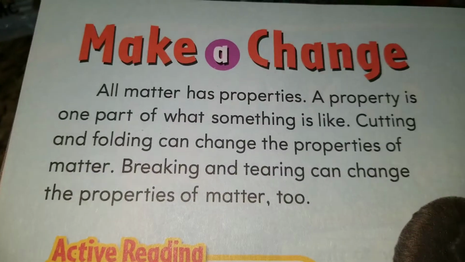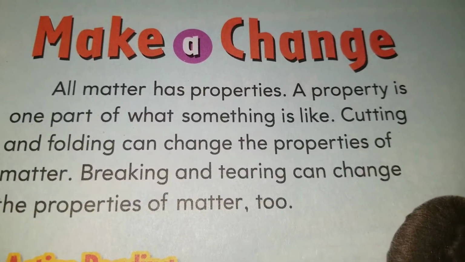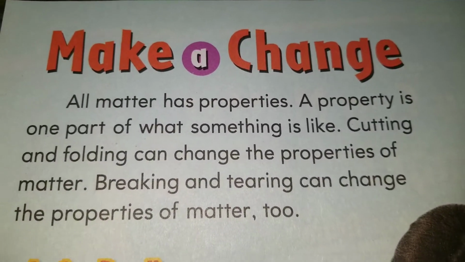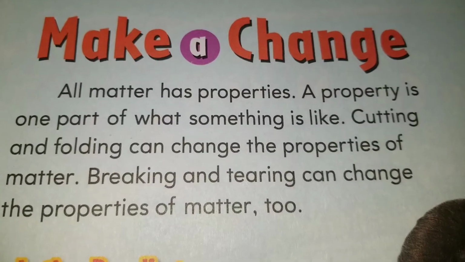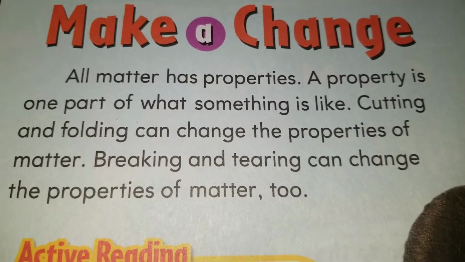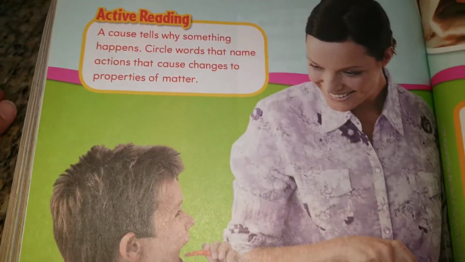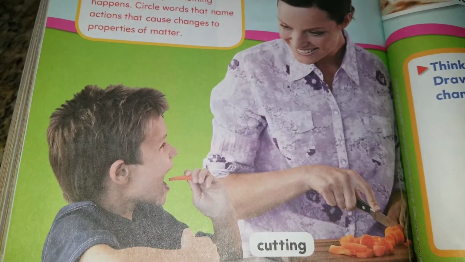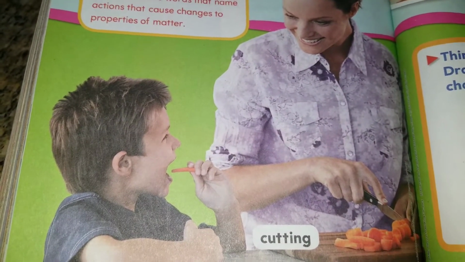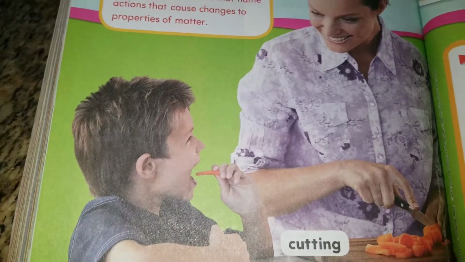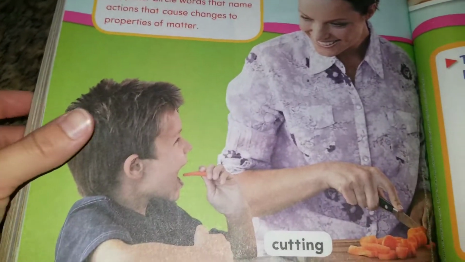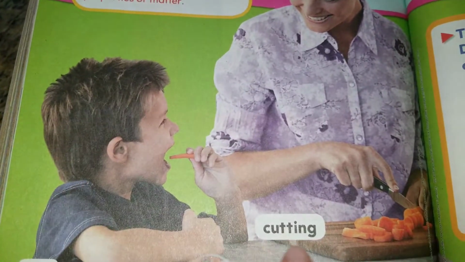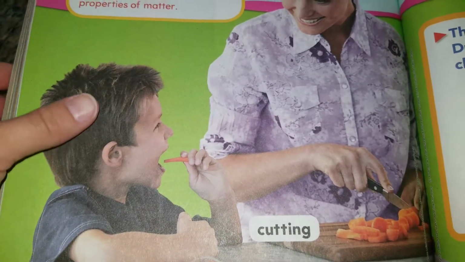Right, so just a reminder, matter is everything that is around us. Matter can be a solid, a liquid, or a gas. And here we can see a mom cutting some carrots for her son, right? She's cutting the carrots in pieces so the boy can eat them. All right, boys and girls, this is one way that we can change matter. She's changing a solid by cutting it.